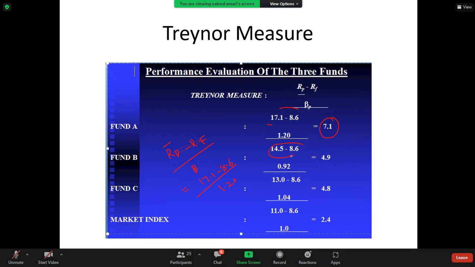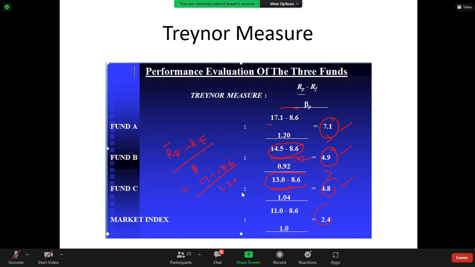The other one is 14.2 divided by 0.92, and it will come out to be this. In the same way, 13.2 divided by 1.04, that is beta, gives 4.8. For the market there is no need to do that, but you can. So you see that the higher this is, the performance is greater. It is mere coincidence that in terms of performance they are also ranked this way: this is the highest performing, this is the next one, and this is the last one, using the Treynor method.